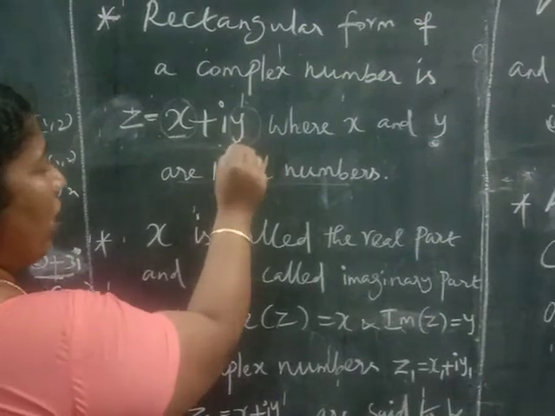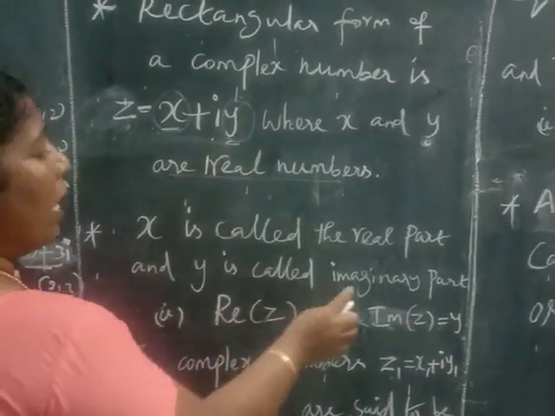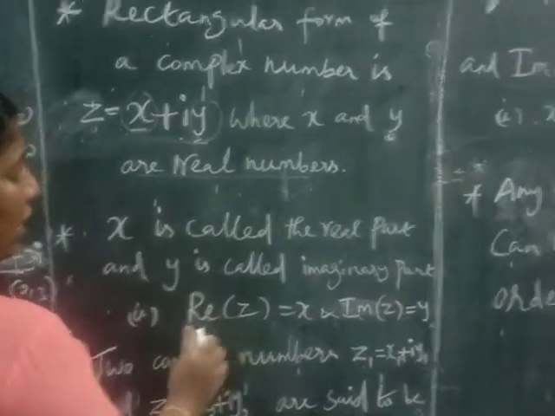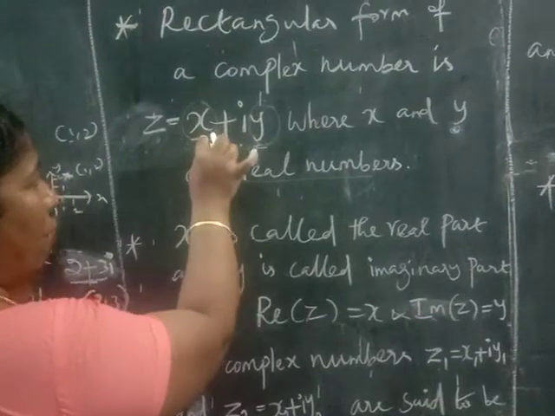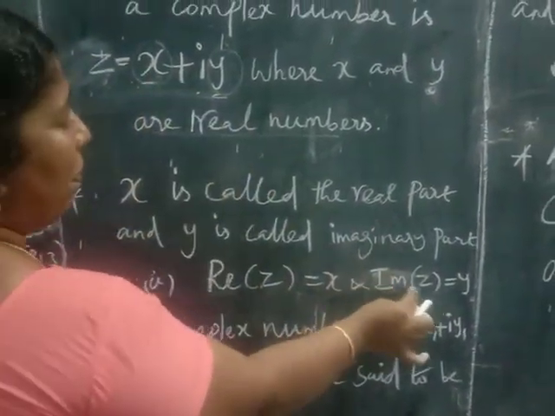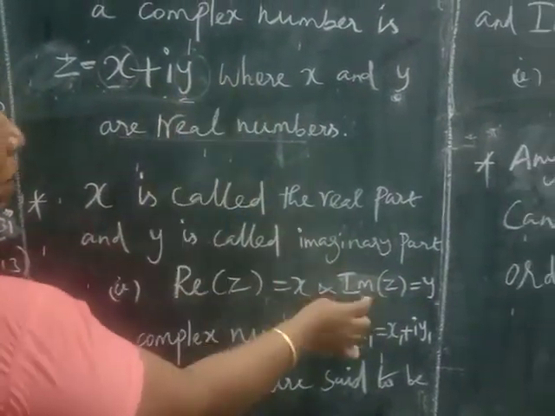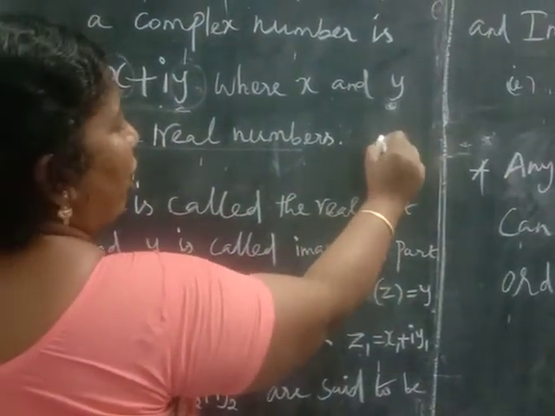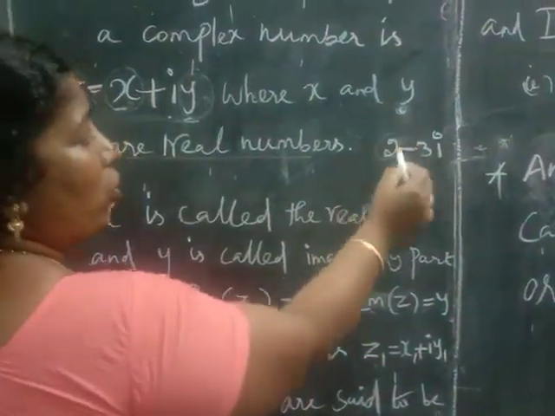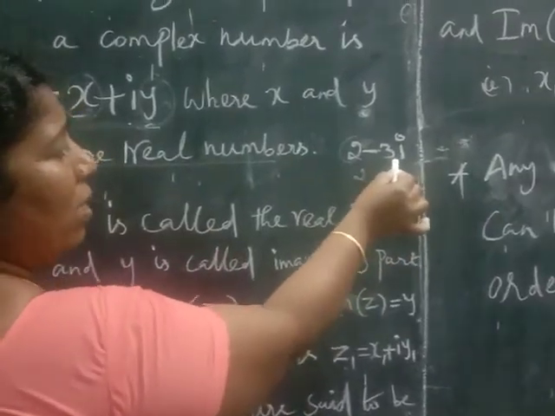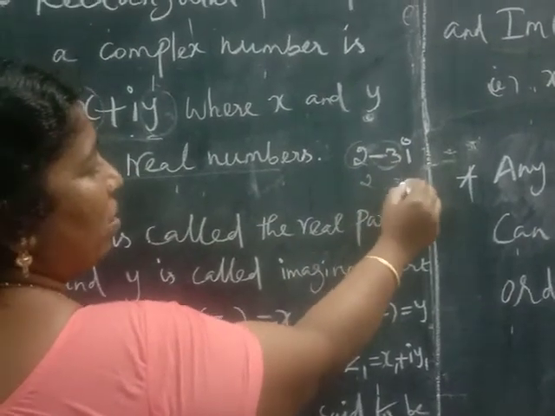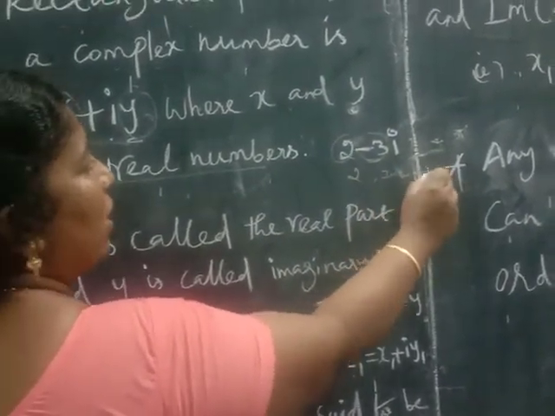See, no i, only this number is called the imaginary part. And symbolically we write it as Re(z), that means the real part of this complex number. The real part of this complex number equals x. And the imaginary part of this complex number is what? y. Now suppose I give 2 minus 3i. What is the real part? 2. Good. What is the imaginary part? 3? No. Minus 3. So the imaginary part is minus 3.